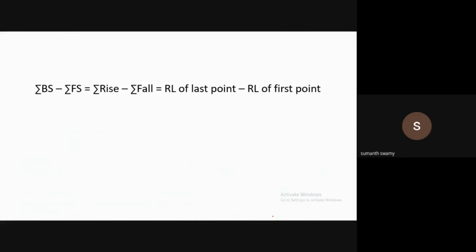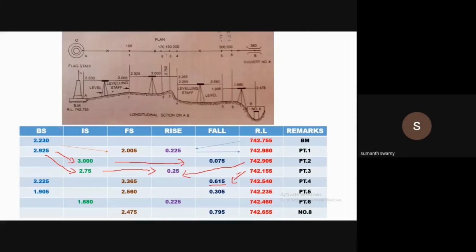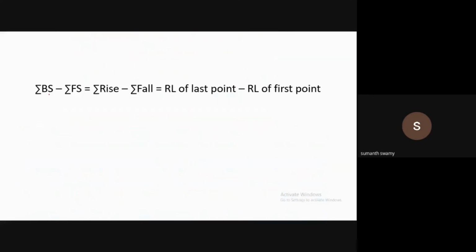The next thing is a check. Okay, so the arithmetic check is to be applied. The formula for the arithmetic check is that sigma backside minus sigma foresight will be equal to sigma rise minus sigma fall, which will be equal to RL of last point minus RL of first point. That is the summation of all the backsides. So add all the backsides, add all the foresights, and add all the rise and all the fall. And also first RL and last RL. So those are considered here.